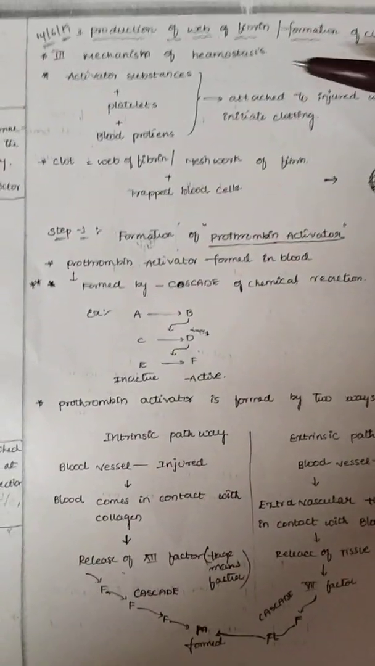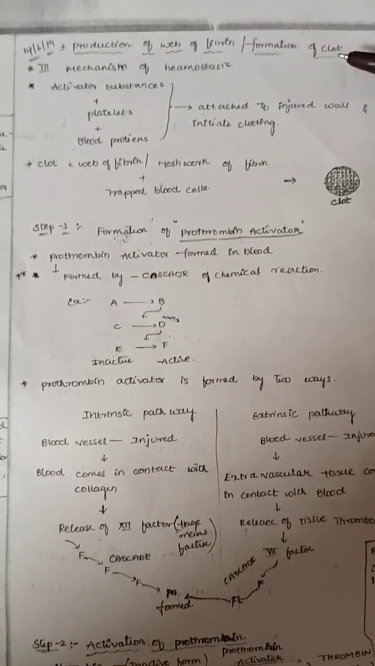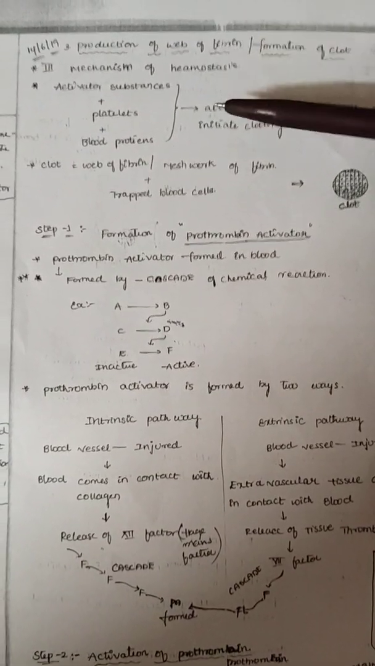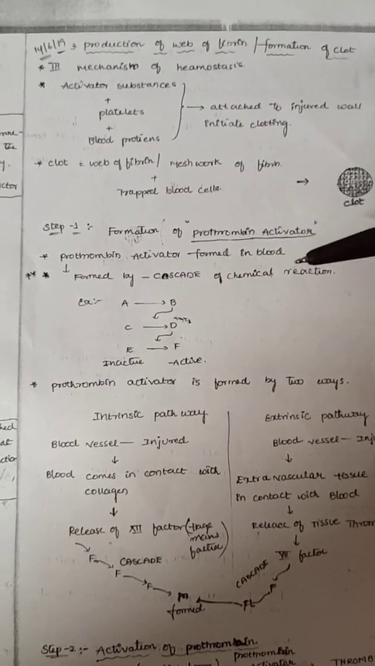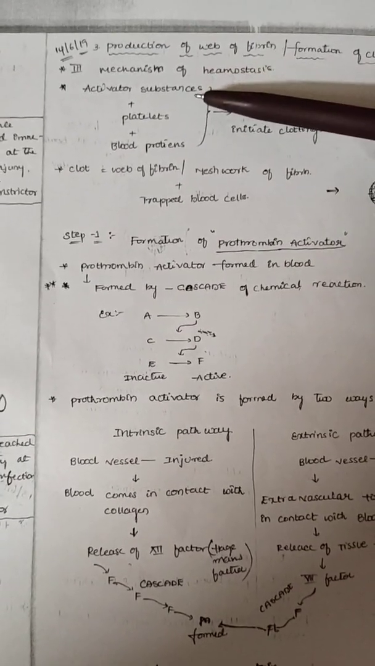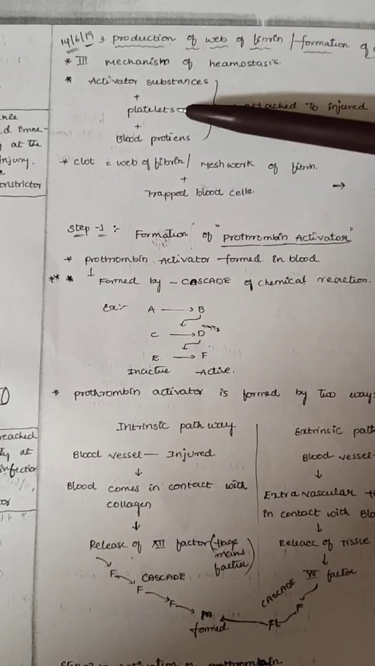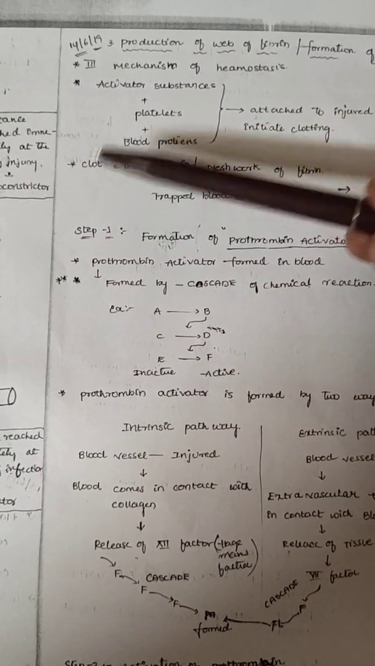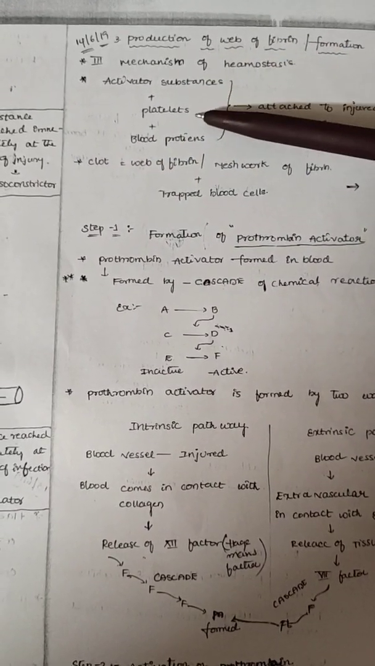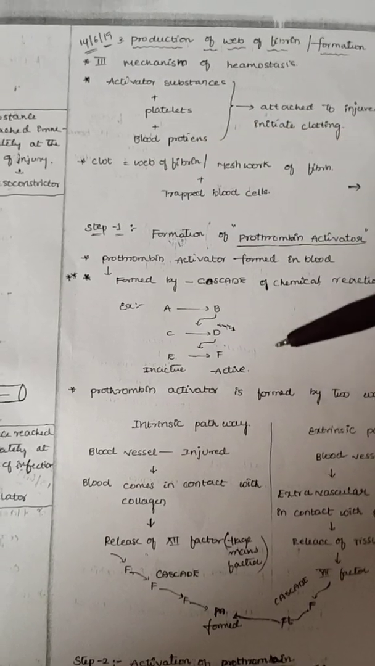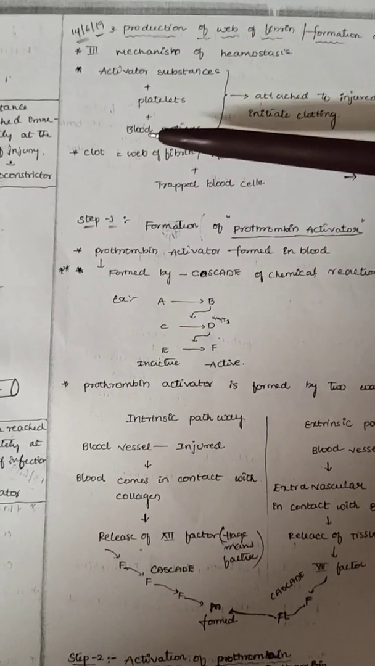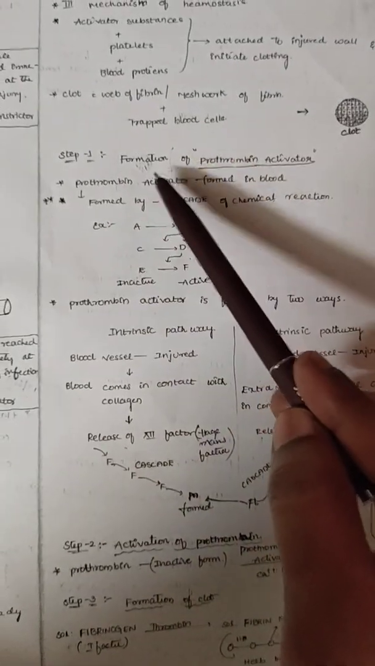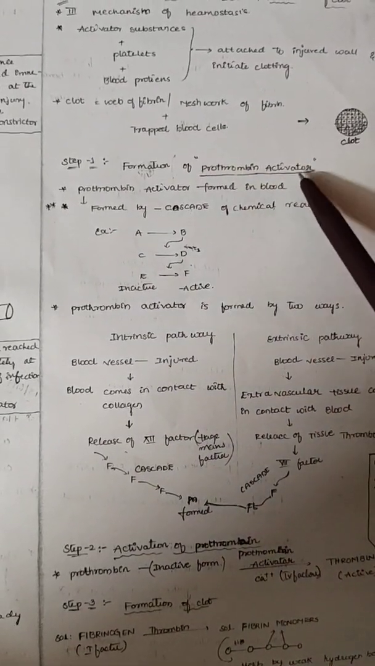And this is the third step: formation of a web of fibrins and formation of clots. Here, in this mechanism of hemostasis, activated substances plus platelets plus blood proteins can form a clot. Based upon this clot, the first step is the formation of prothrombin activator.